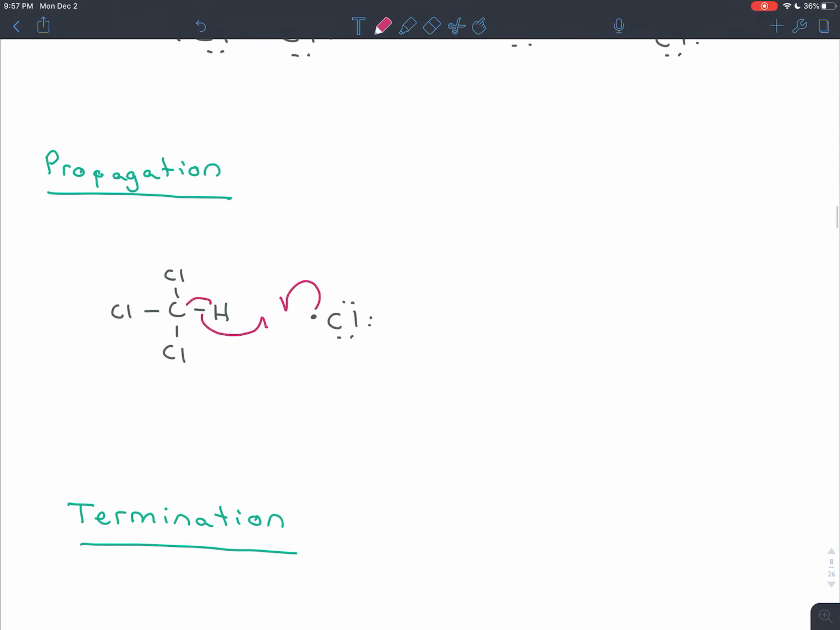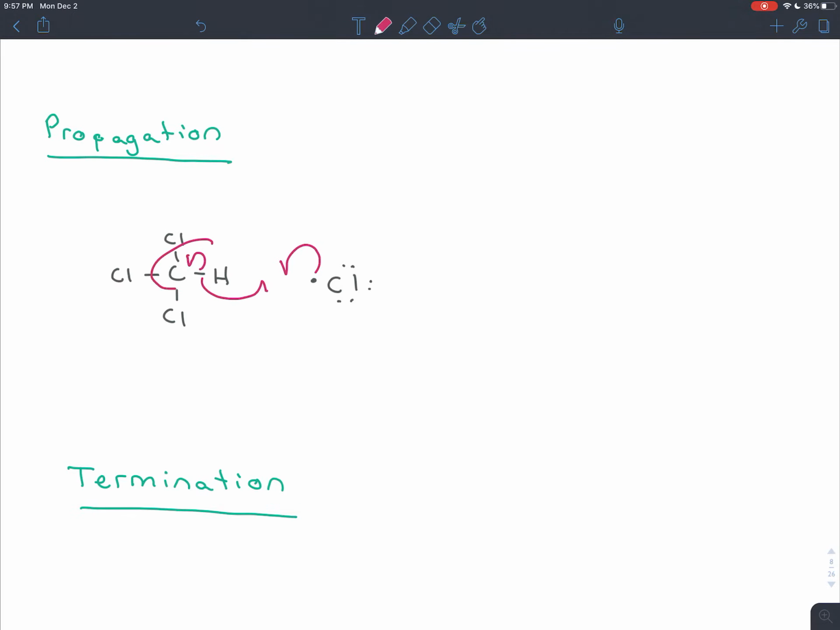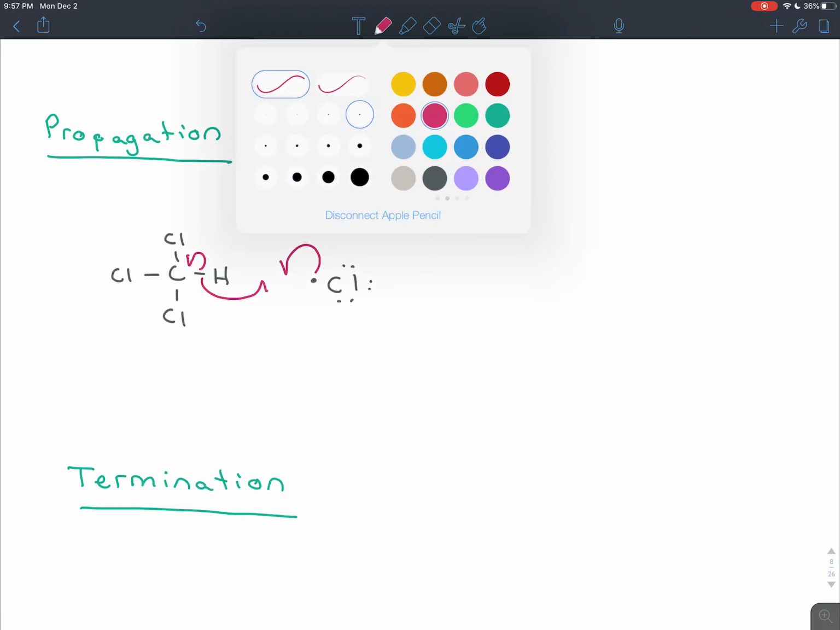Now, in that step, we show what happens to one of the electrons in the bond between the carbon and the hydrogen. One electron, represented by the fishhook arrow, goes to form the bond, but there are two electrons in that bond. So what happens to the other one? The other electron in the bond moves onto the carbon, and so we have one fishhook arrow that shows the creation of that new radical.